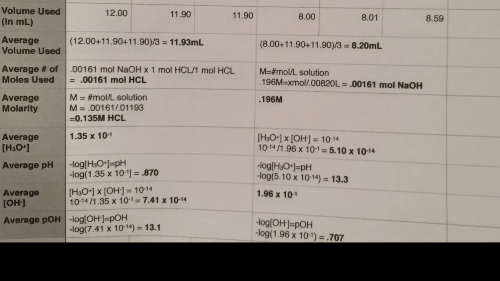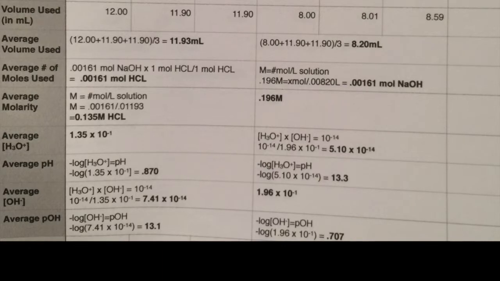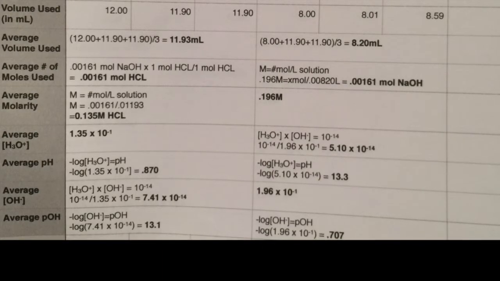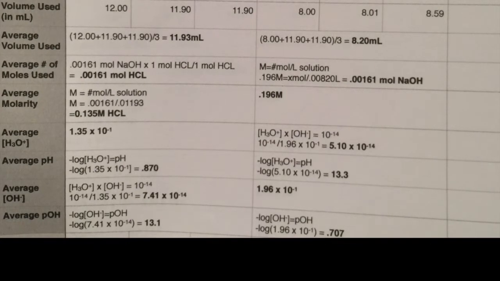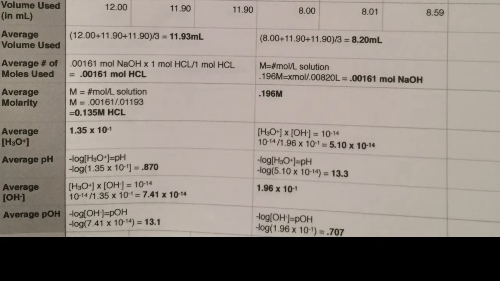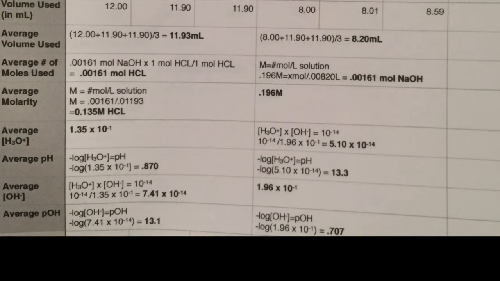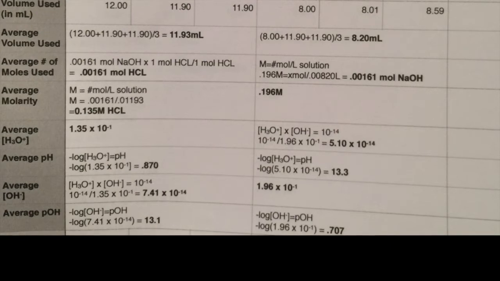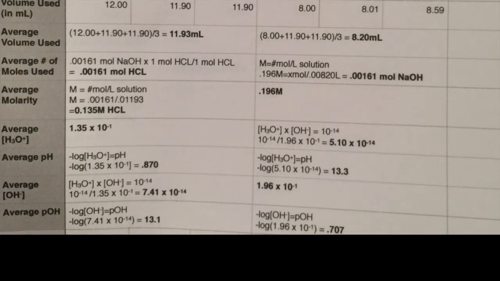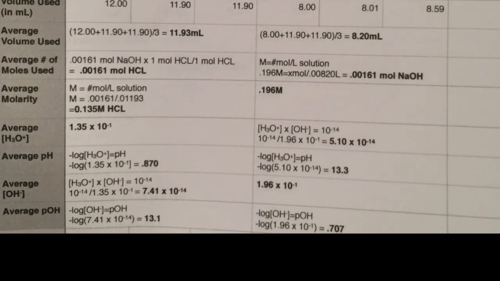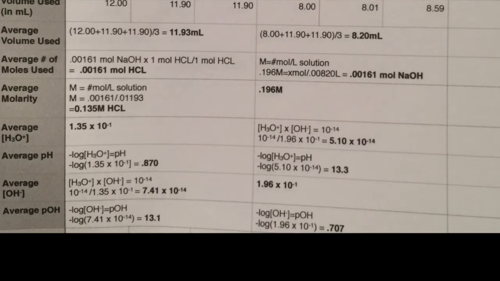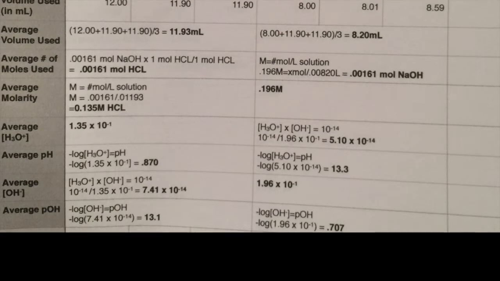Using this, the average concentration of H3O+ ions was found for the NaOH solution, using the equation H3O+ concentration times OH- concentration equals 10 to the negative 14th, or 10 to the negative 14th divided by 1.96 times 10 to the negative 1, which gave an H3O+ concentration of 5.10 times 10 to the negative 14th. Using this, the pH of the NaOH was found using the equation negative log of H3O+ concentration equals pH, or negative log of 5.10 times 10 to the negative 14th, which gave a pH of 13.3.